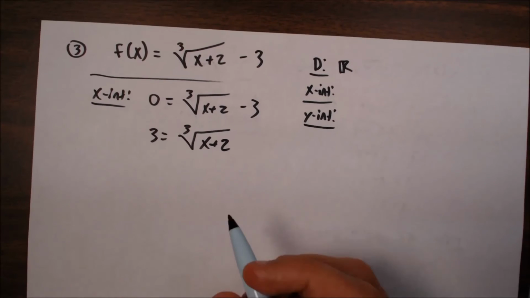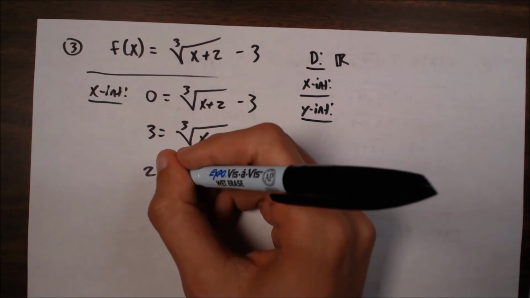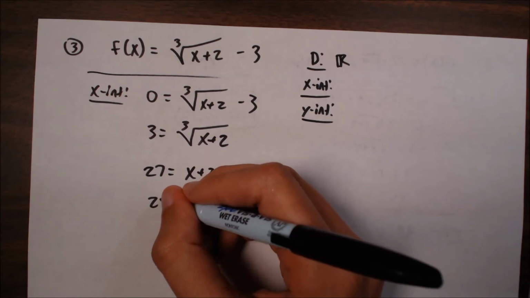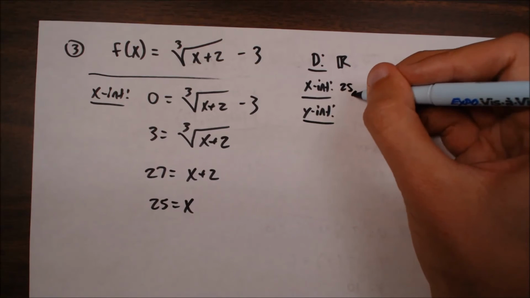Now I need to cube both sides. So remember, that's not 3 times 3. That's 3 to the third power. So that's 27. And subtract 2 from both sides. So x equals 25. I'm going to say it's the point 25, 0.